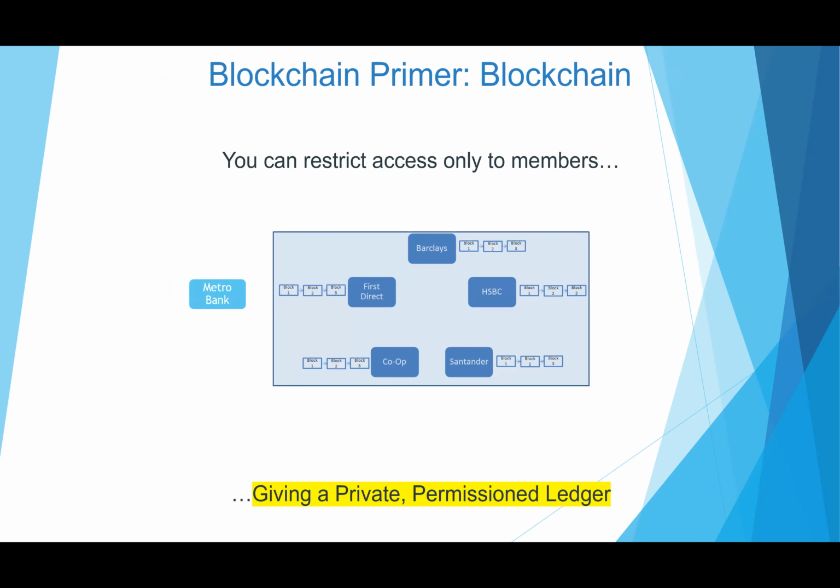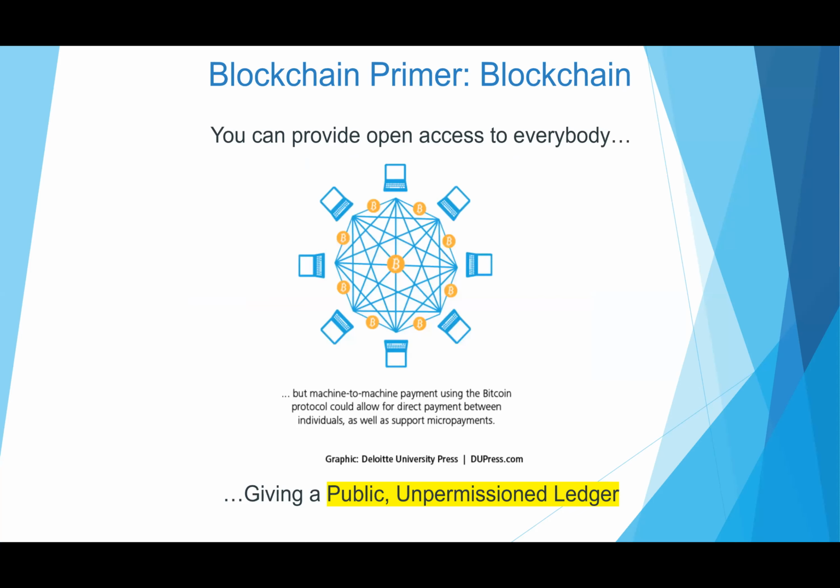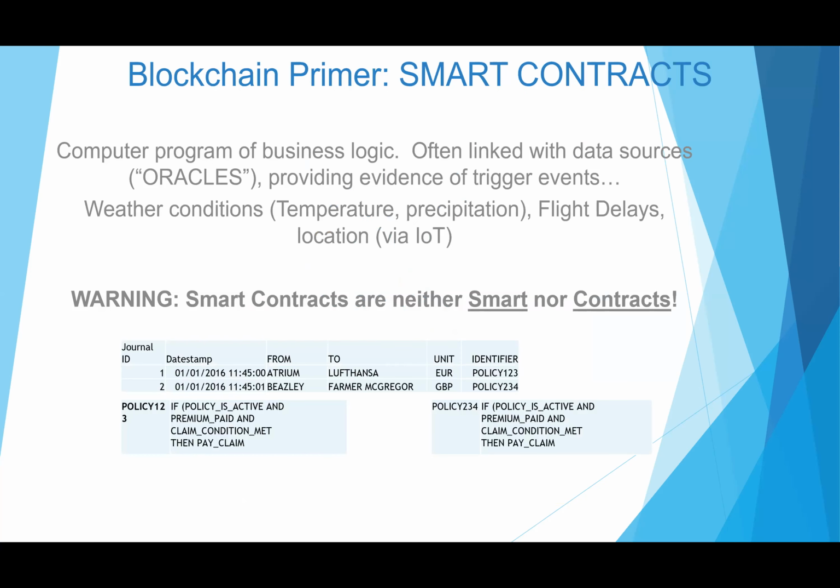And we can also put a wrapper around it. We can restrict who can access it, and that's what's called a private permissioned ledger. Or we can have complete open access, and this is where Bitcoin works, which is a public unpermissioned ledger. It's really important when you're designing these systems to work out which way around you want your system to work. We can also have not just data in a blockchain, but computer programs. These are known as smart contracts, which are neither smart nor contracts.